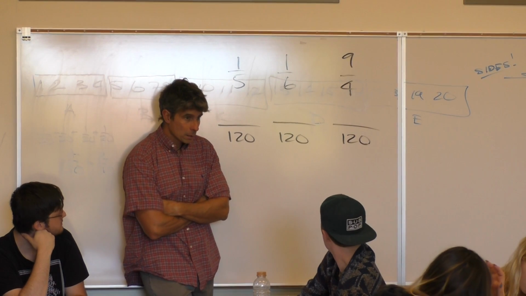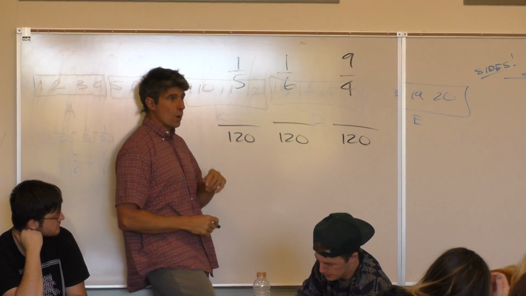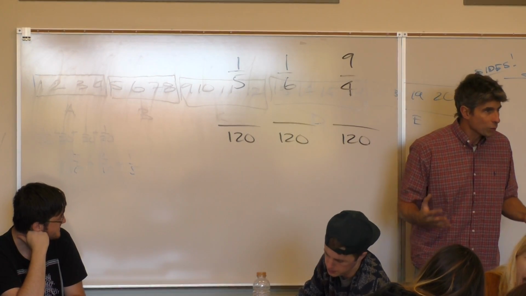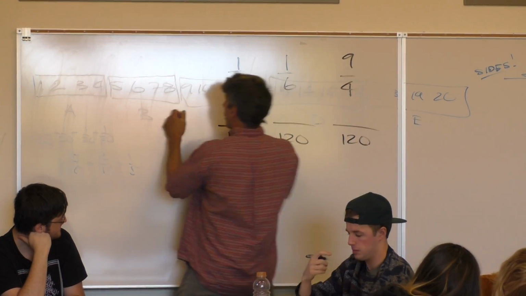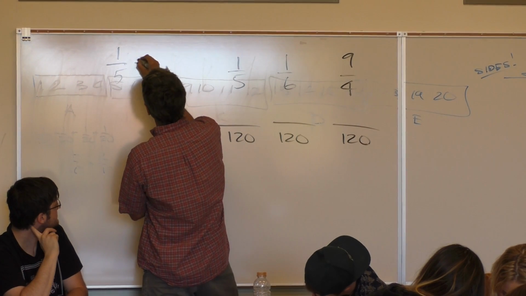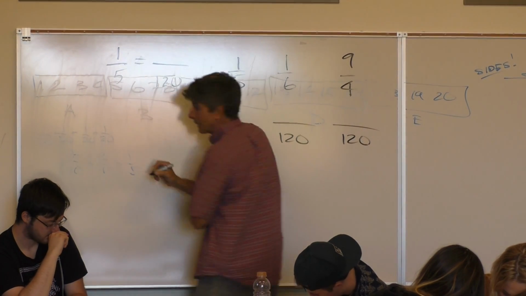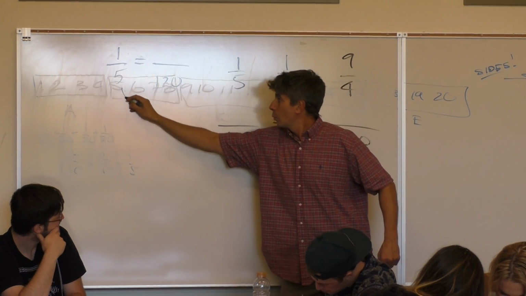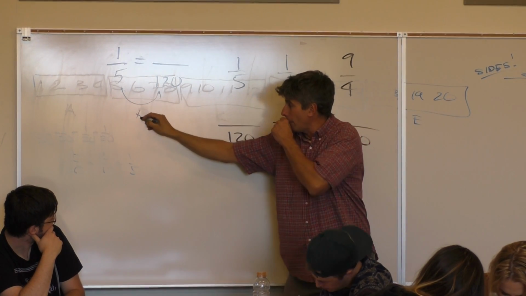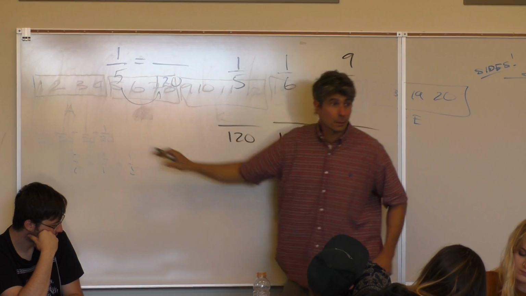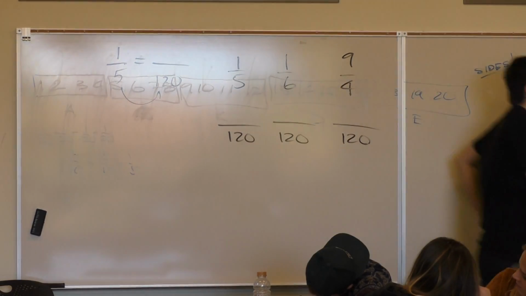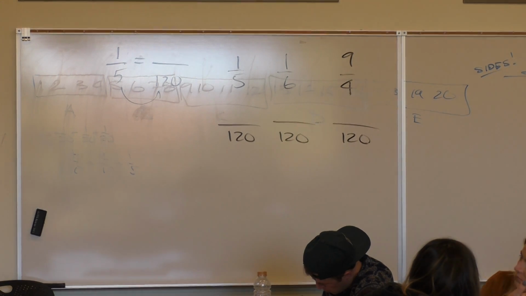Okay, you ready? 1/5 is how many 1/120ths? Well, we don't have to do this stuff in our head. We can do this with writing, yes? 1/5 is how many 1/120ths? What do you have to multiply by to get from 5 to 120? Use your calculators. I don't expect you to know this in your head.